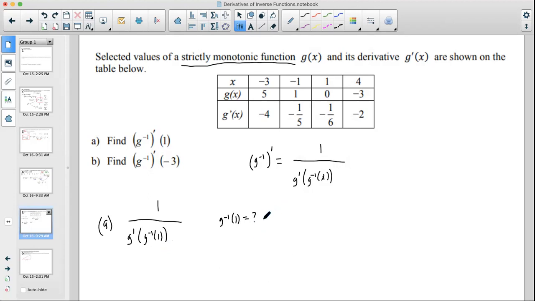Well, I don't know. So let's imagine that g inverse of 1 is equal to x. It equals some value of x. I don't know what it is, but it's some value of x. And I know that because this is the inverse of g, this is equivalent to writing g of x equals 1. When I switch from the inverse to the function, I switch this one and this one. So g of x equals 1. Well, what value of x, that top row, gets me 1 for g of x, this middle row? Well, if I look, when the middle row is 1, the x value is -1.